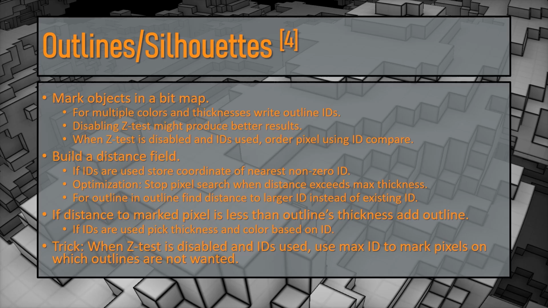If you don't want something to be outlined, you can use the maximum ID and stop it, because in the previous point we disabled the Z testing, so it is really hard to stop something from being outlined. Just put geometry with a bigger ID and it will hide it.